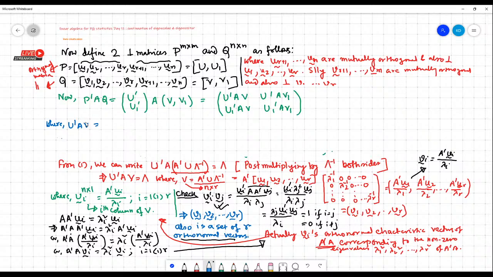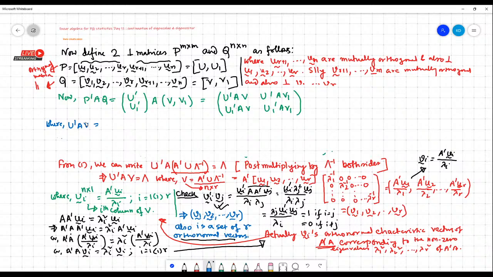P is an m cross m matrix, okay, not m cross n. Oh, yes, yes. Okay, no problem. No, it is not an issue. Please carry on. Okay, thank you.